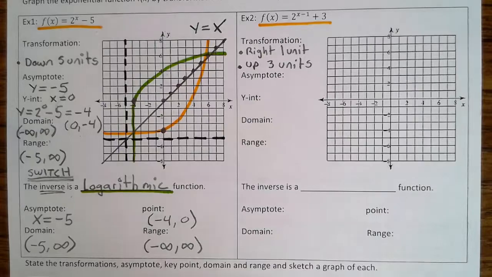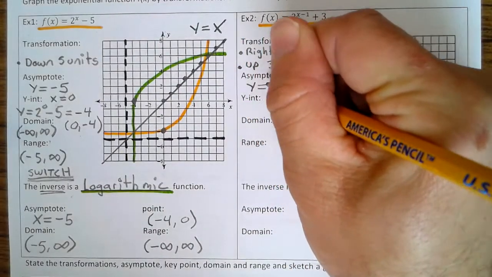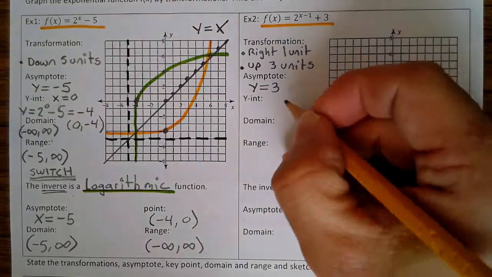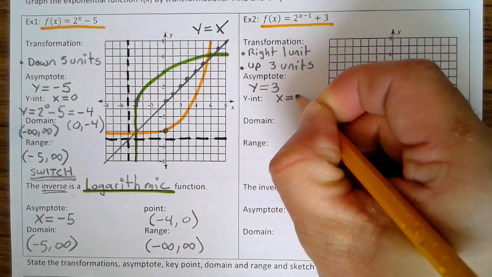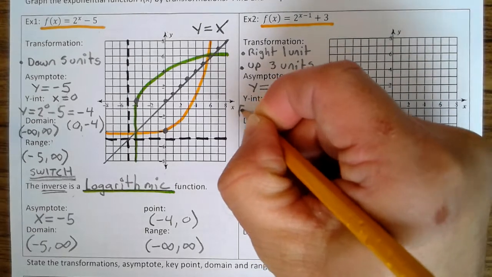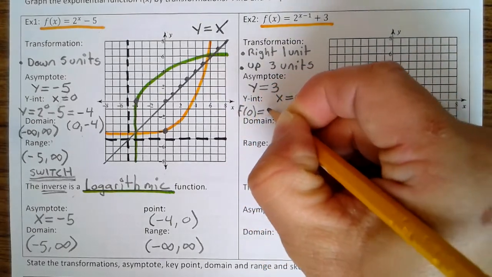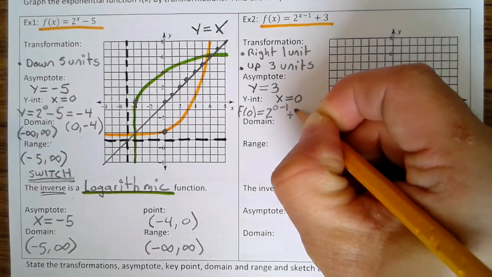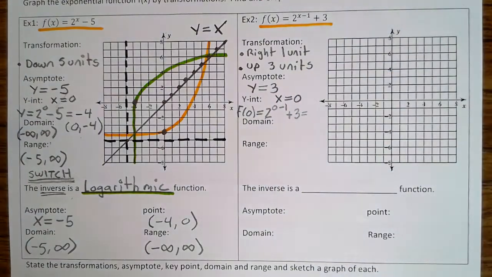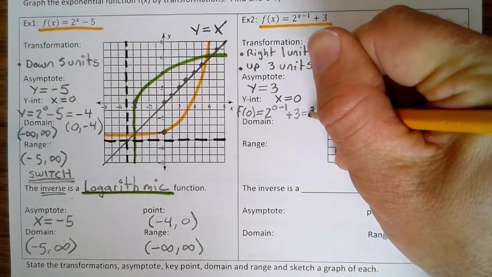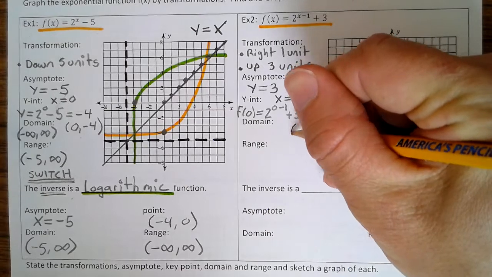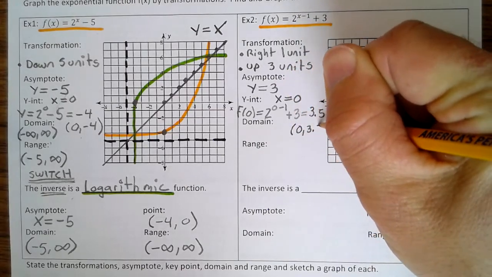Okay, so the asymptote is y equals 3. Now, for the y-intercept, we know that x equals 0. So that's f of 0 equals 2^(0 minus 1) plus 3, which equals 3.5. So the point is (0, 3.5).